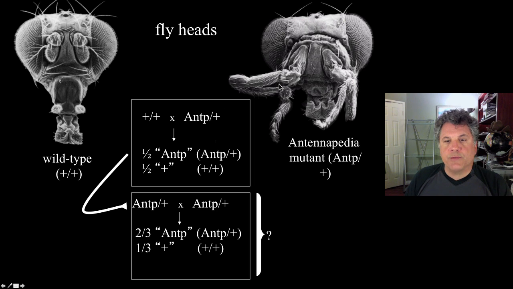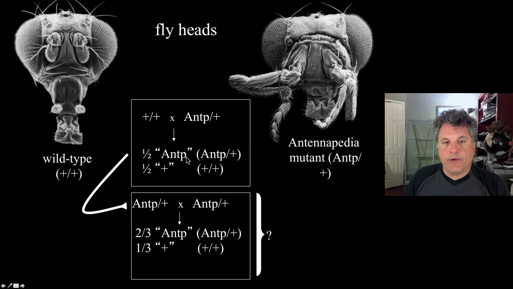And a cross was made between this mutant fly, this Antennapedia fly, and normal wild-type flies. And we indicate the wild-type allele with just a single plus here. That means a normal allele that would cause the formation of normal antennae coming out of the head.